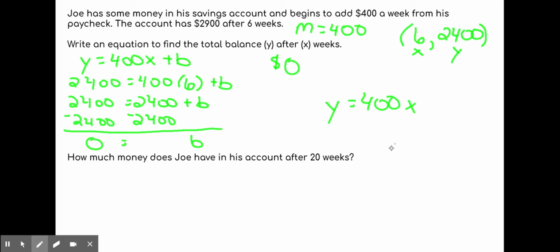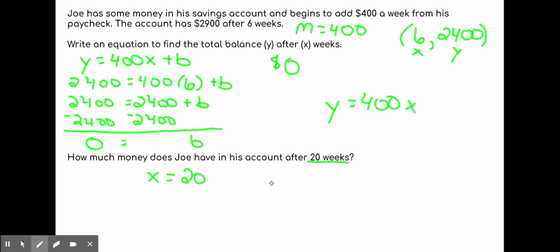Okay? All right. Now, here's the next and the last thing we're going to add here. It says, how much money does Joe have in his account after 20 weeks? Okay. Weeks, as we see up here, that's our independent variable, right? The amount he has in his account depends on the number of weeks it is. So they gave us an X value here. They told us that X is 20.